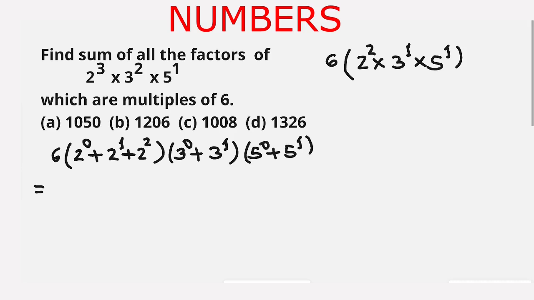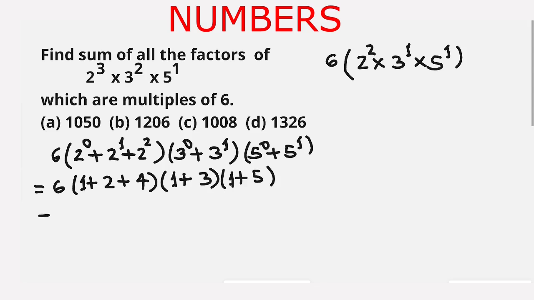This is equal to 6 multiplied by 2 to the power 0 is 1 plus 2 to the power 1 is 2 plus 2 to the power 2 is 4 multiplied by 3 to the power 0 is 1 plus 3 to the power 1 is 3 multiplied by 5 to the power 0 is 1 plus 5 to the power 1 is 5.